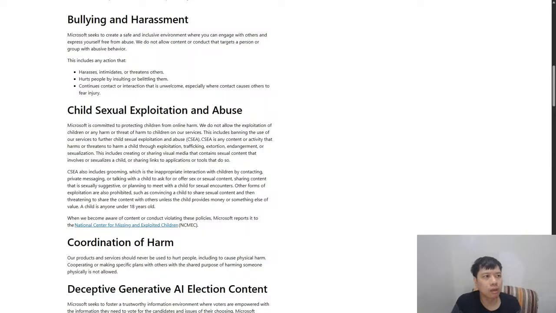If we don't want to be abused, we've got to help other people not get abused as well. That's what I'm saying. And this includes any action that harasses, intimidates, or threatens others, hurts people by insulting or belittling them, continuous contact or interaction that is unwelcome, especially where contact causes others to fear injury.